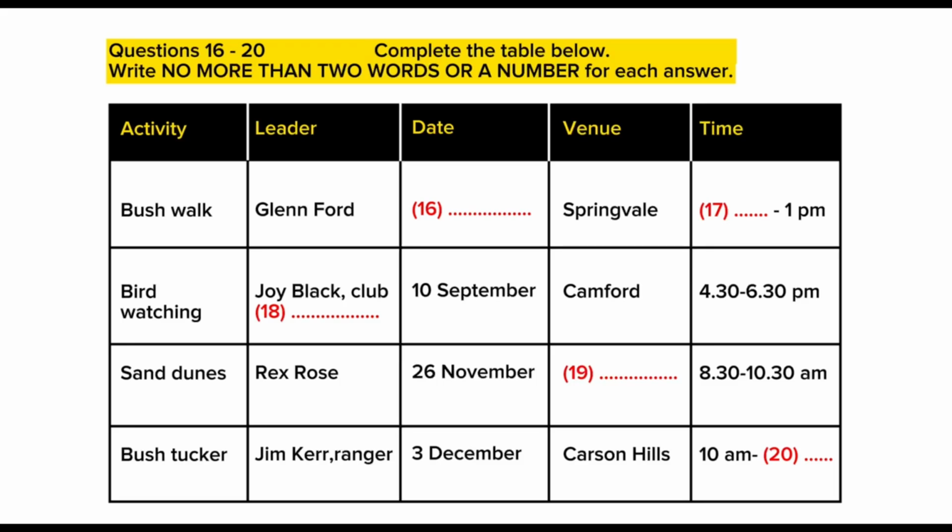The last trip on the program is the Bush Tucker excursion on the 3rd of December with Ranger Jim Kerr. This will be at Carson Hills, and the presentation and demonstration will take place from 10 a.m. till 11:30, but be prepared to stay on for the barbecue and Bush Tucker lunch at 12 o'clock. I expect we'll wind up at 2, and you can head for home at that time.